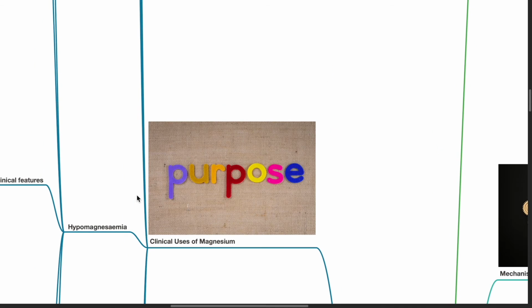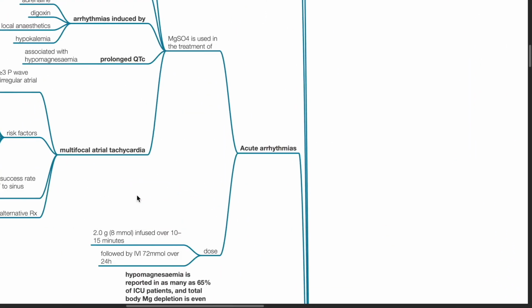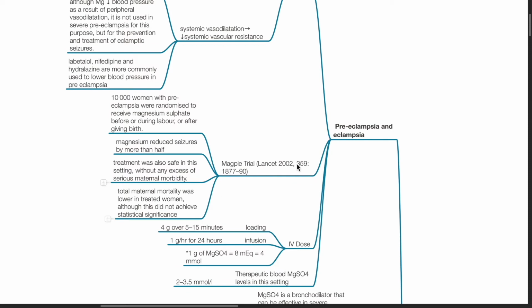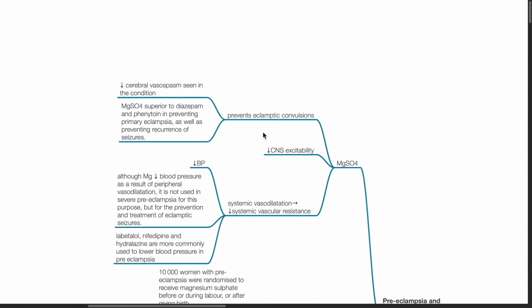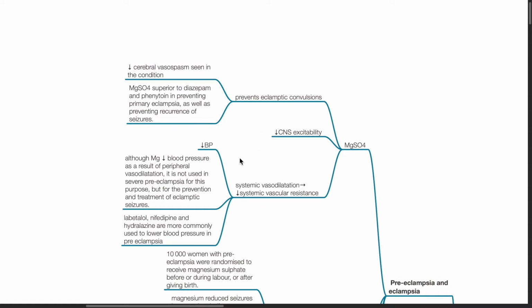Clinical uses of magnesium. Magnesium is used in preeclampsia and eclampsia to prevent eclamptic convulsions. Magnesium reduces cerebral vasospasm seen in this condition. Magnesium sulfate is superior to diazepam and phenytoin in preventing primary eclampsia as well as preventing recurrence of seizure.